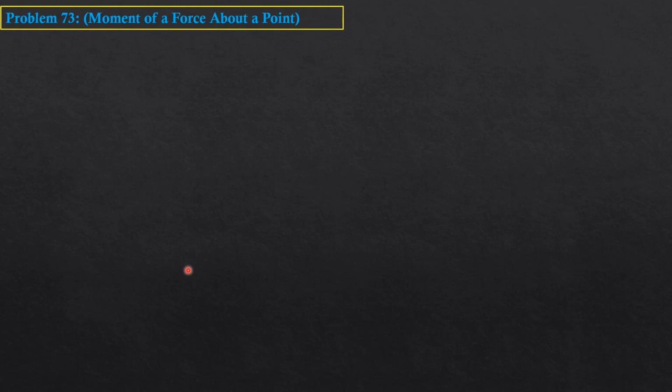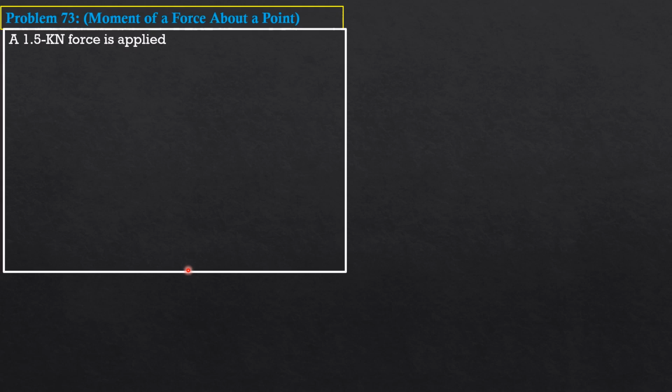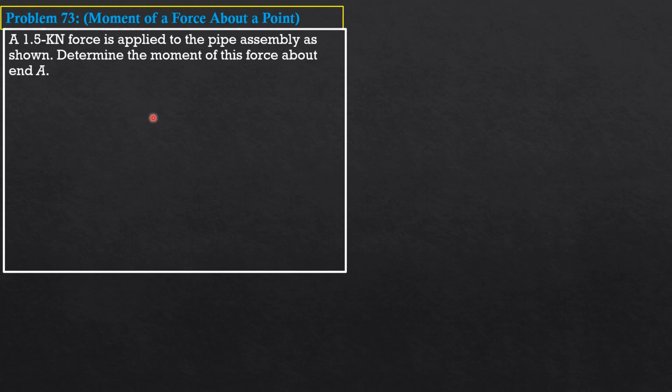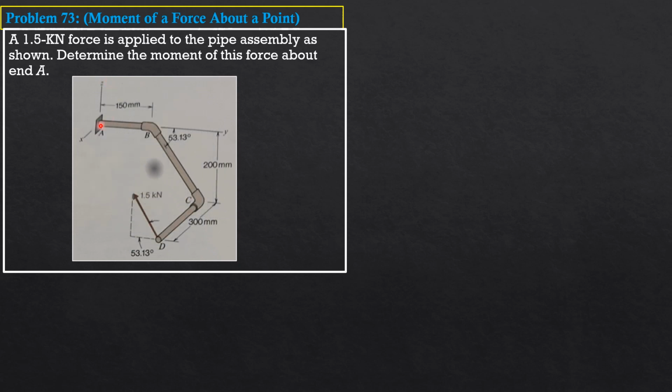So for problem 73, a 1.5 kilonewton force is applied to the pipe assembly as shown. Determine the moment of this force about end A. So this is end A. So let's resolve the force into components. Horizontal along Y negative 1.5 cosine 53.13 degrees, and that is 0.9. Then 1.5 sine of 53.13 upward, that's 1.2.